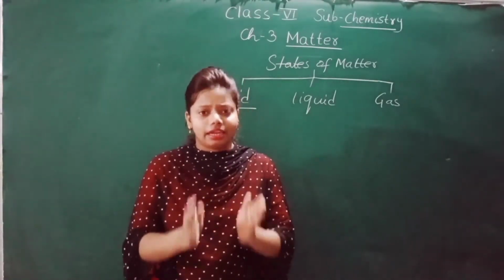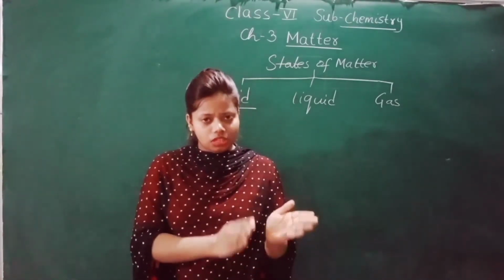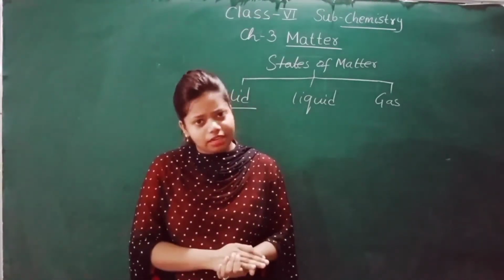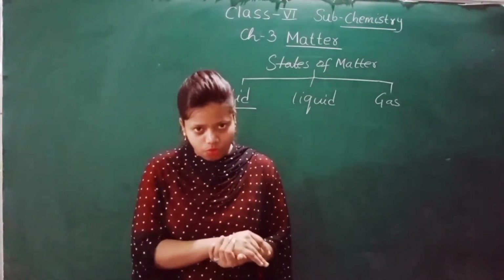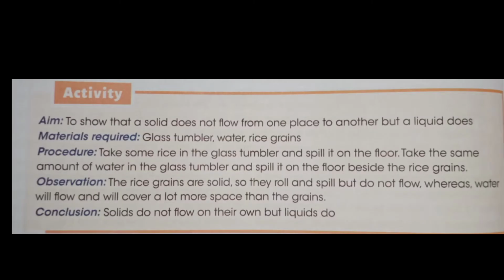Now let's see the activity. There are 2 activities based on liquid. Let's see the motive of this activity, what they want to prove. So what is activity 1? What is the aim? Aim: to show that a solid does not flow from one place to another but a liquid does. Materials required: glass tumbler, water, rice grains.